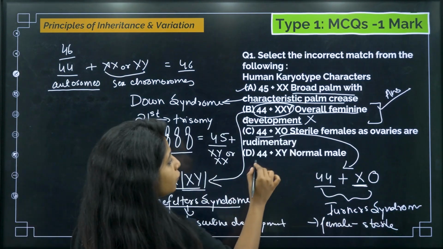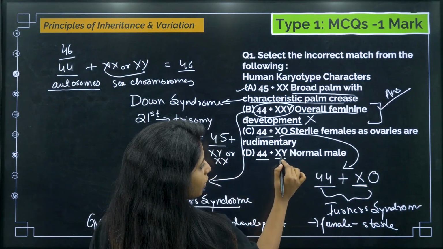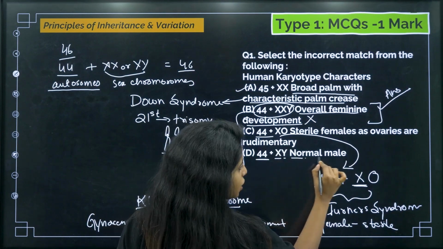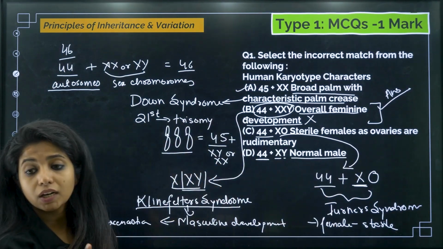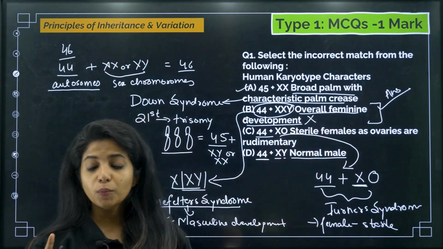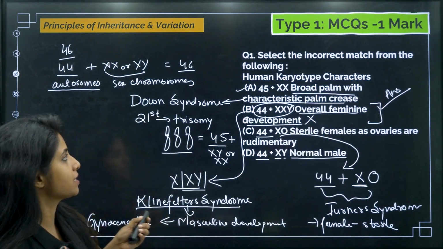Okay. Now 44 plus XY is normal male. You know, autosomes 44 are there, X and Y 1 and 2, 46 in total. This is a male because X and Y is there, so it has to be a male. If X and X was there, it has to be a female. Got it? So this is your answer. I hope you understood why that is the answer. Let's go ahead.